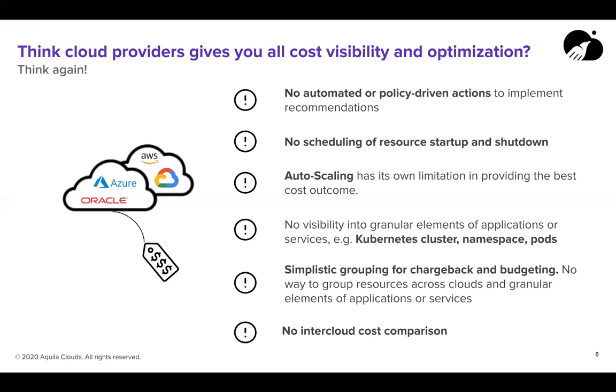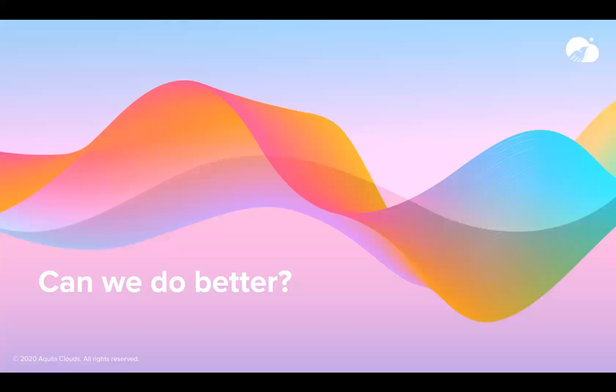And lastly, on the point of multi-cloud, right? Don't you want to know whether you will save if you move to another cloud? You will want to know the intercloud cost comparison, but the cloud providers won't give that to you. They will want you to be locked down with them forever. Yeah, can you do better? Yes, the answer is definitely yes. With a cloud management platform like Aquila Clouds FinOps, you can do better, and we will give you some examples.